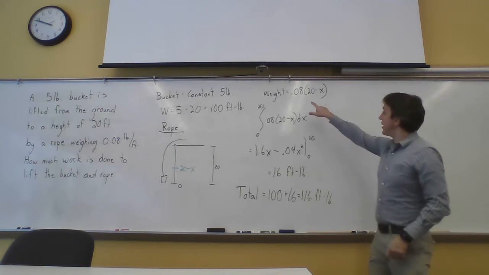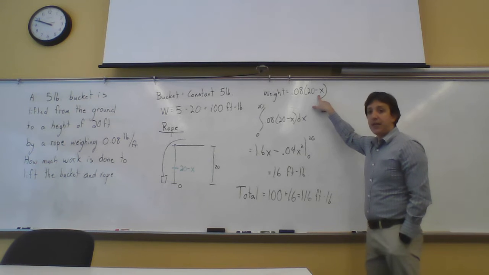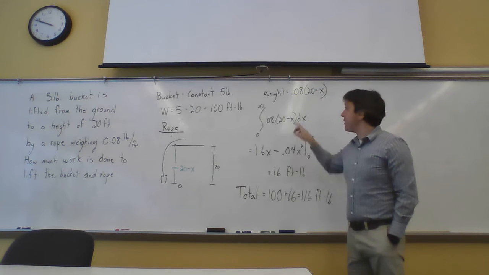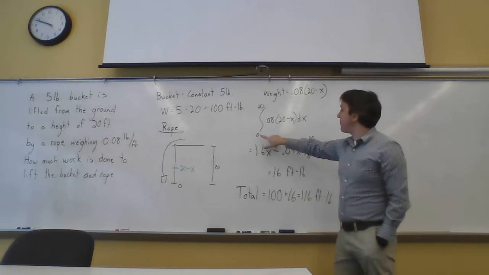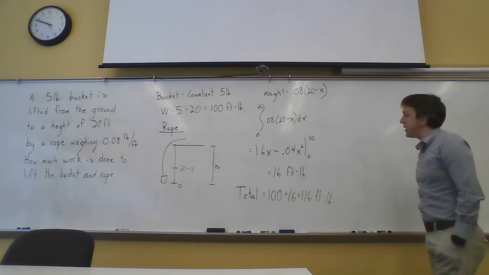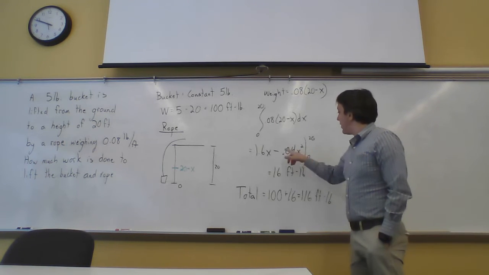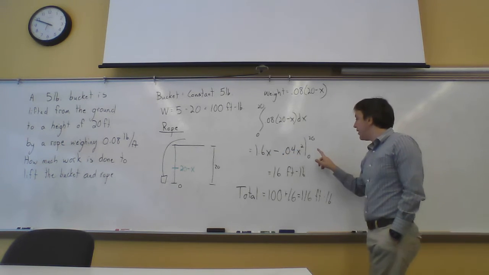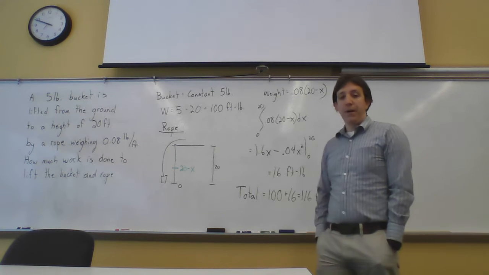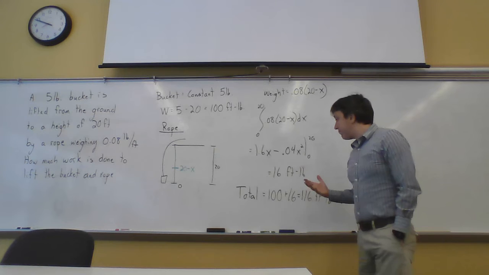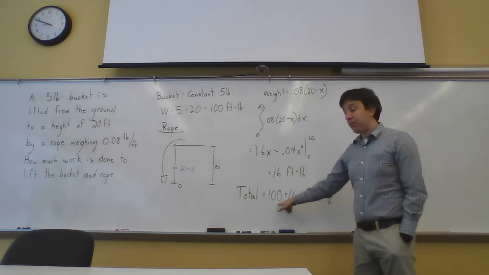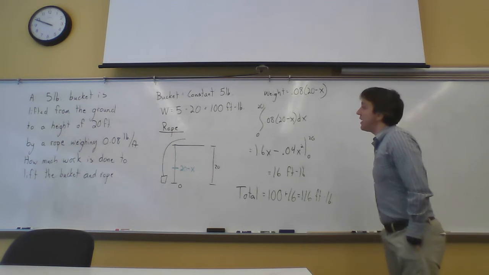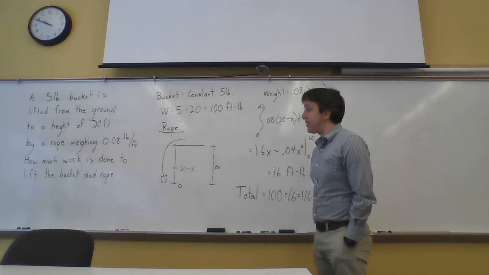So we want to use 20 minus x, so the weight is 0.08 times 20 minus x, and that's a variable weight. As x increases, this whole thing is going to go down because of the subtraction. So we just have to integrate from 0 to 20, 0.08 times 20 minus x dx. And when you do that, if you distribute and integrate, you get 1.6x minus 0.04x squared, evaluated from 0 to 20, which gives us 16 foot-pounds. That's the rope. Don't forget to go back and combine it with the bucket for a grand total of 116 foot-pounds.